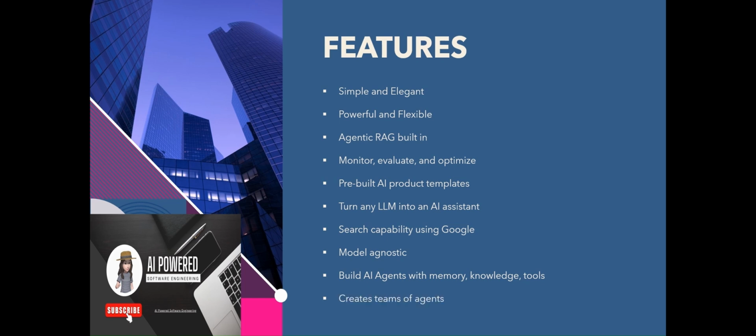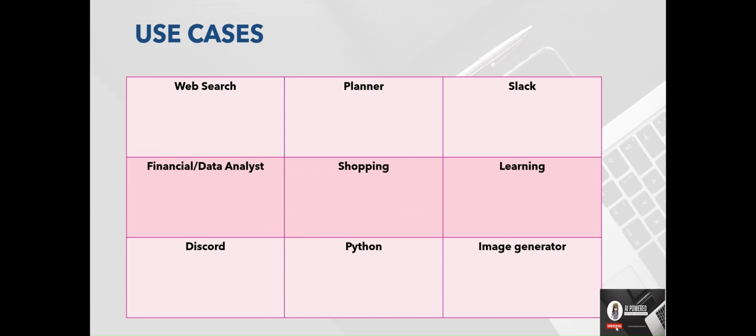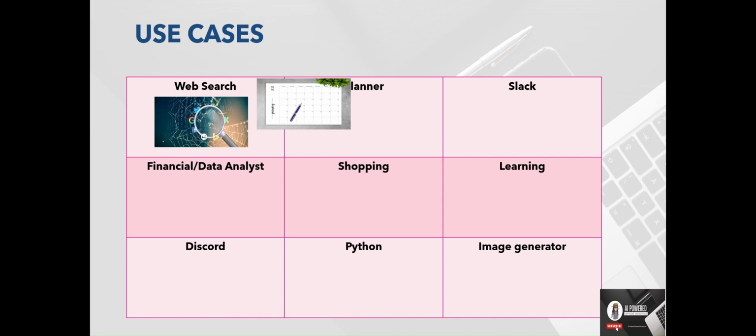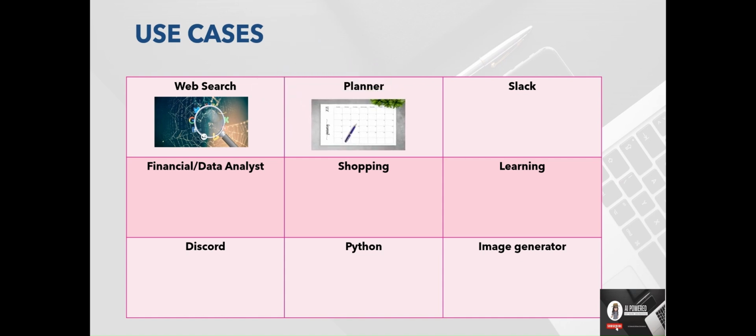So, what are some of the use cases of PHIDATA or Agno? There are several use cases of PHIDATA or Agno where you can build an agent that builds web search functionality or is focused on weekend planning. It can also connect and send messages to Slack or get data analysis on finance and other domains. Shopping Agent can give personalized product recommendation to help users find items matching their preferences and needs.